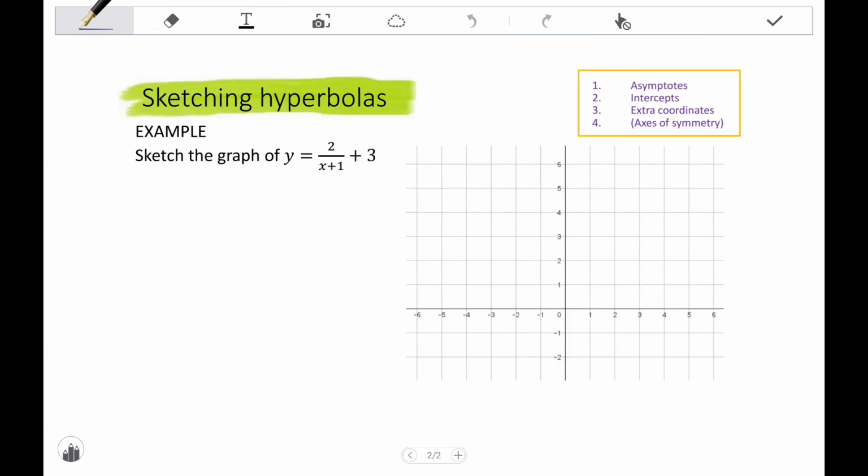Our second example says sketch the graph of y equals 2 over x plus 1 plus 3. Now you'll notice that the only difference in this equation from the previous one is that we are adding 1 to x in the denominator, which gives us a horizontal shift. In which direction? We are adding 1, so we are going to shift to the left. Okay, let's see this in action.